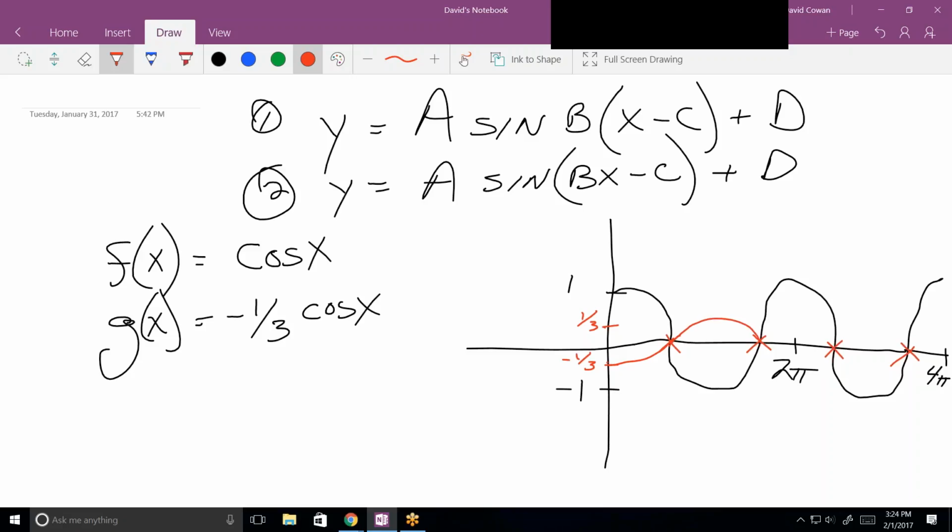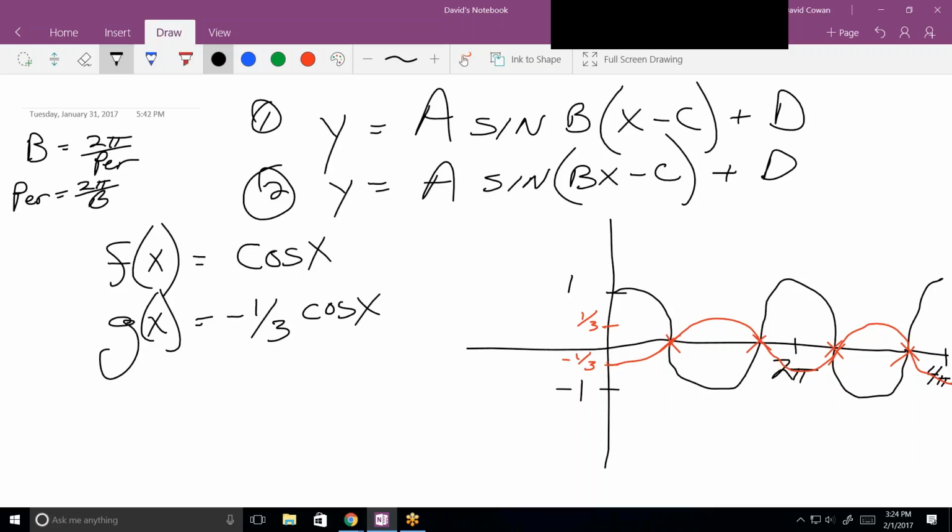The period is not being affected, meaning that the length of 4 pi is going to be the same in the red as it is in the black. In other words, B is 1 in both. And it's important to know that B is always 2 pi over the period, which implies the period is 2 pi over B.